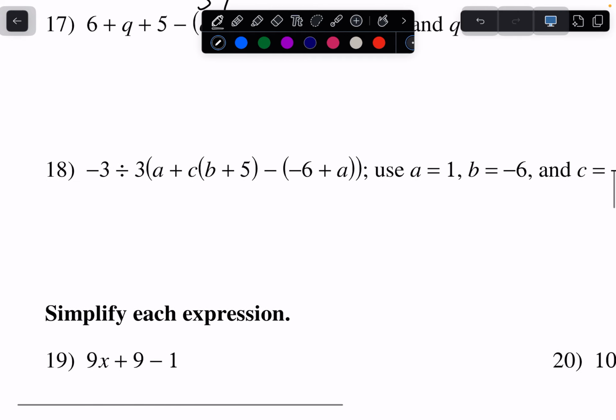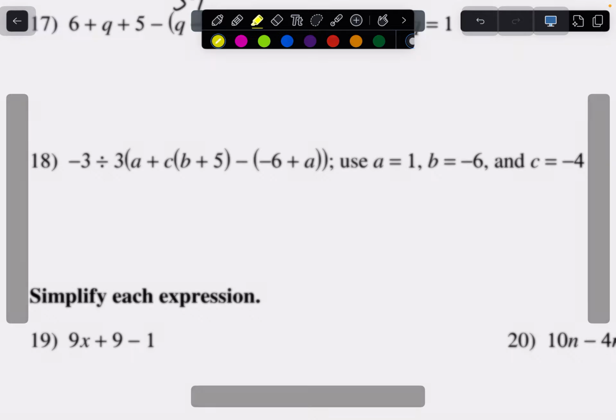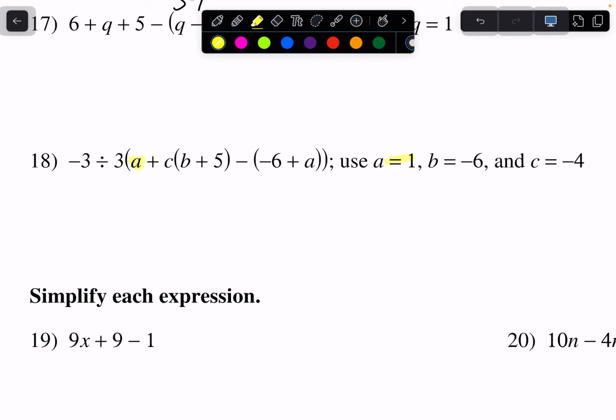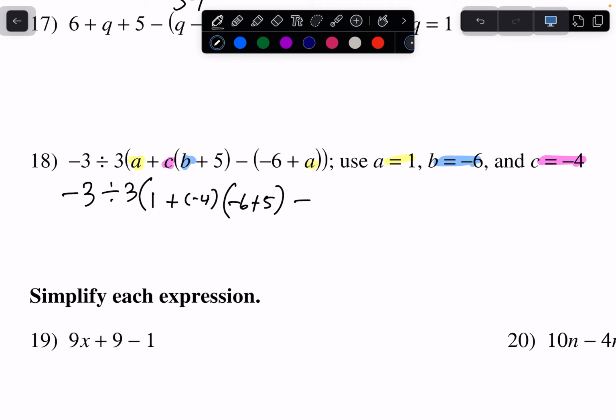But 18 is so gross. Let's do 18 together. So 18 is a long one. We have lots of negatives to go in. We have an A that's just a 1. That's not too bad. But our B is -6, so watch that. And our C is -4, so it's going to go right there. There's just lots of parentheses there. So it's going to be -3 divided by the quantity of 1 plus a -4 times -6 plus 5 minus -6 plus 1.